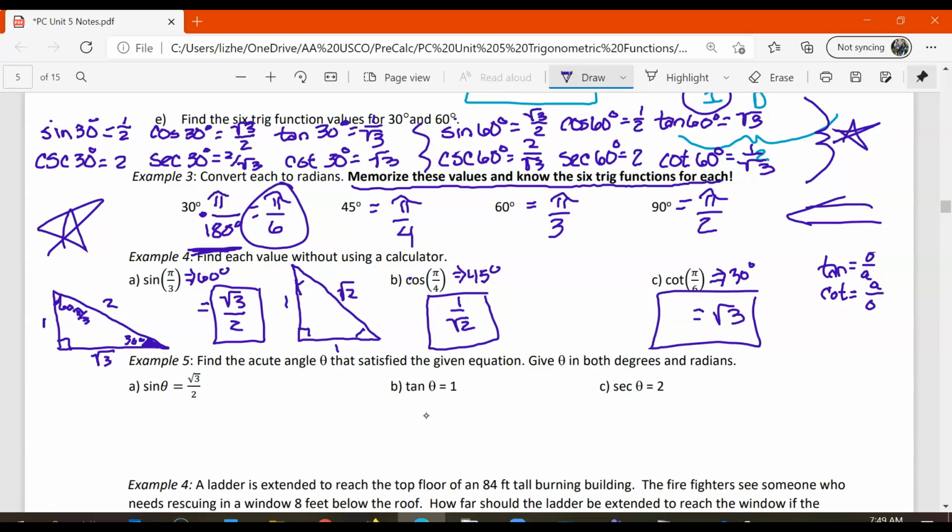I want to point out that you've probably picked up on this, but we are not rationalizing our denominators on these problems. So you do not need to rationalize denominators in these types of situations.